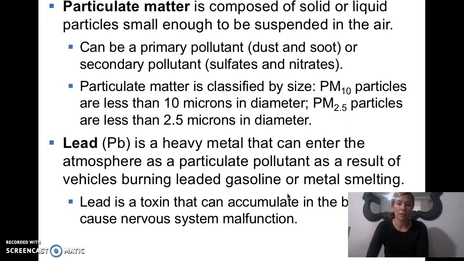Lead is a toxin that can accumulate in the body and cause nervous system malfunction. Unfortunately, we didn't know that a long time ago, and lead was in paint, it was in gasoline, it was around all the time, and now we know it's really dangerous. So it was mostly phased out in the 1980s from gasoline. It enhanced engine performance, but we took it out when we realized it was bad. That's why gas these days is called unleaded. So metal smelting is still the main source.